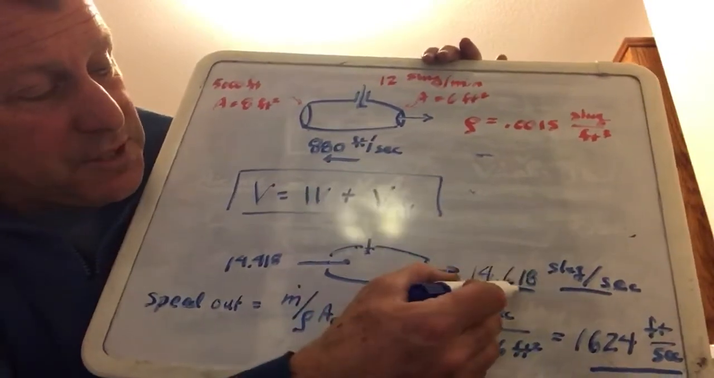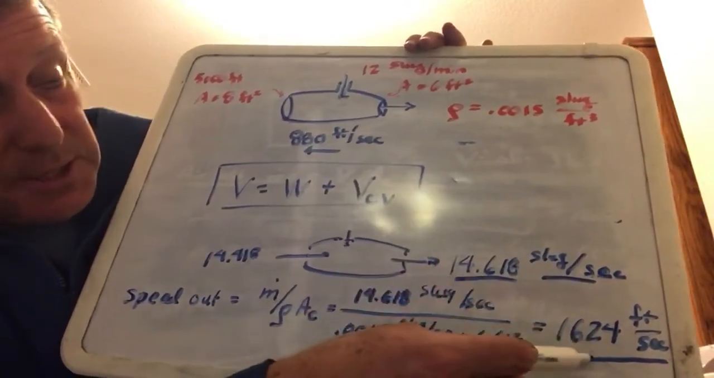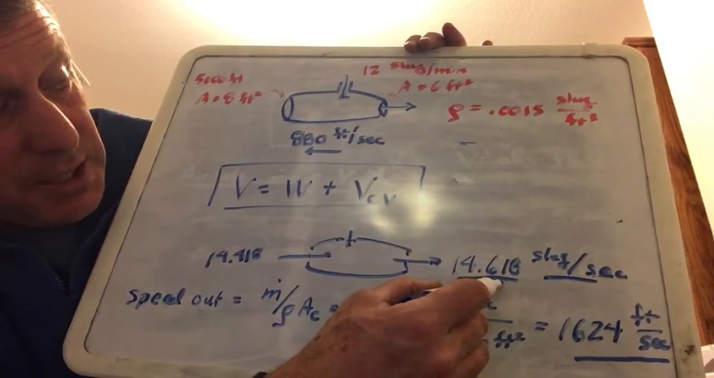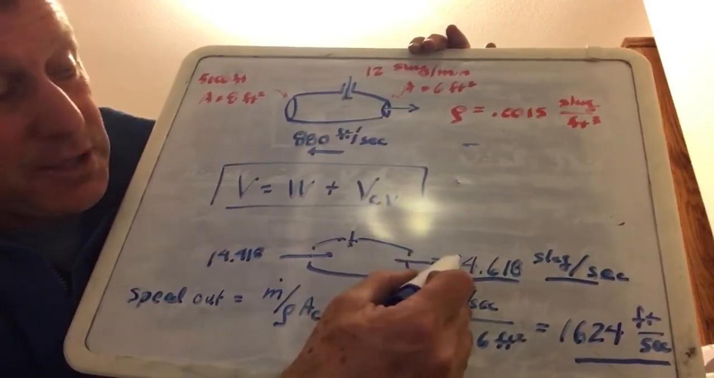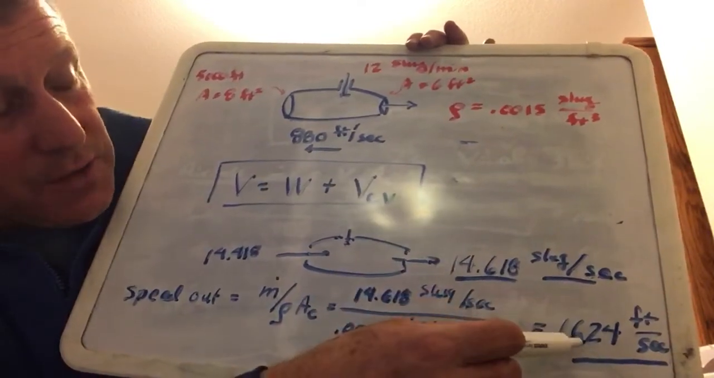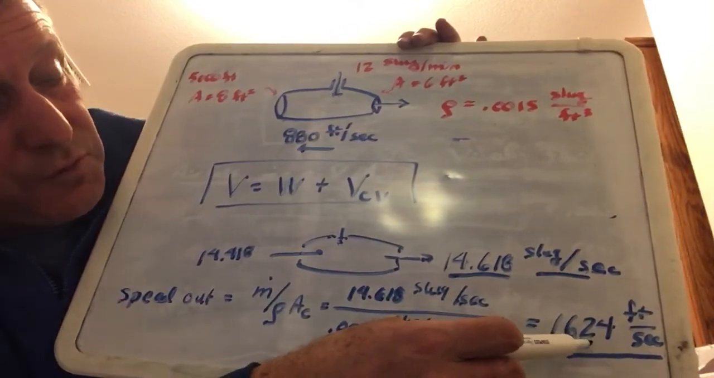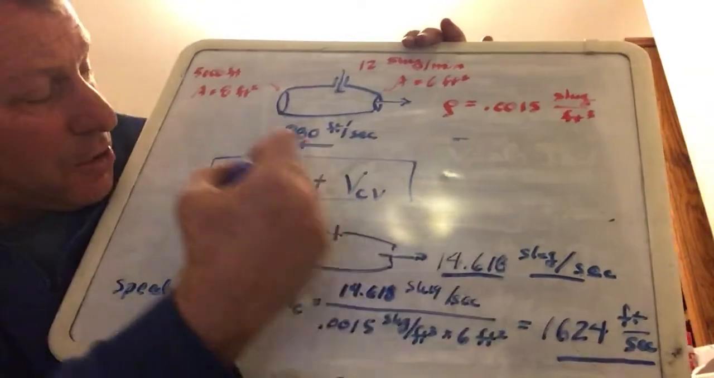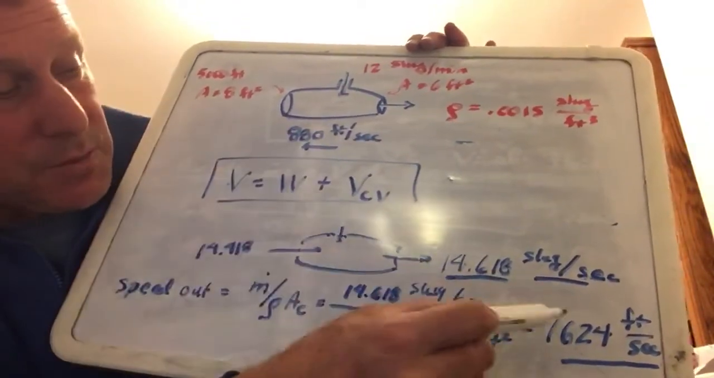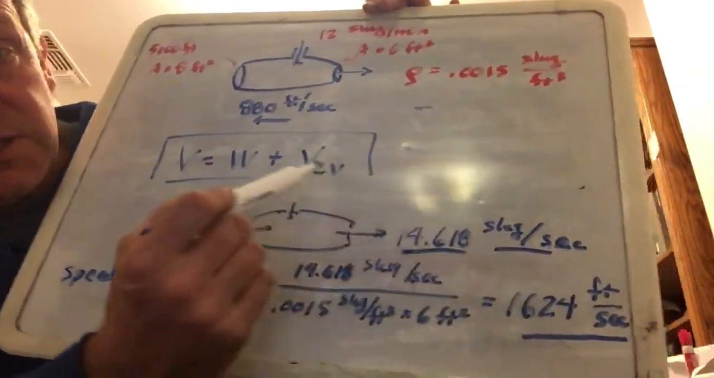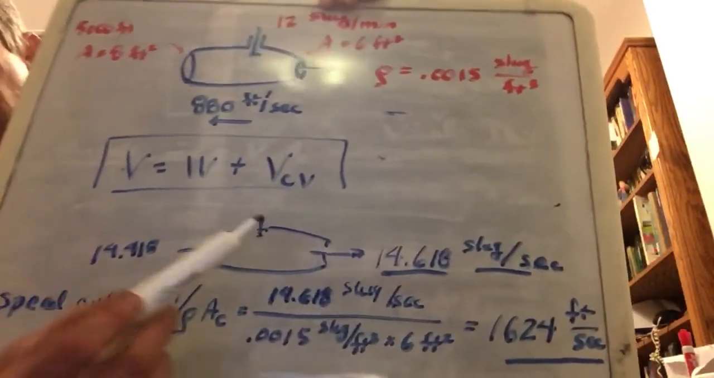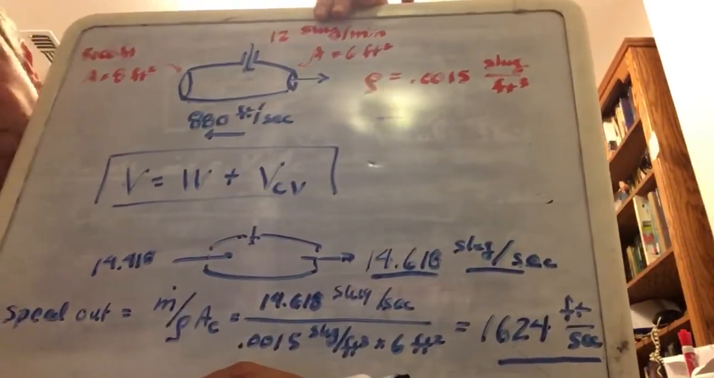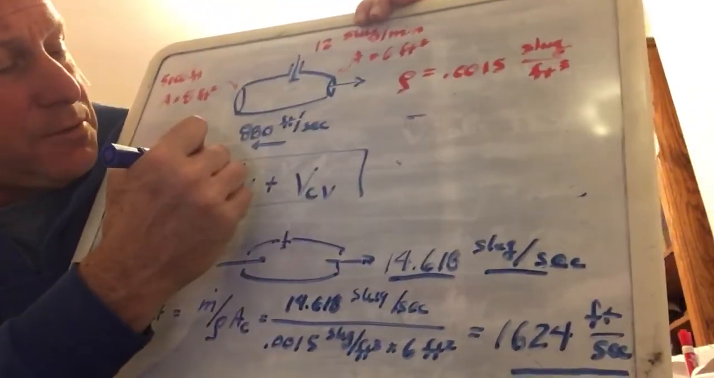Okay, well, this is 14.618 slugs per second coming out of the control volume. And so this is how fast the fluid is moving relative to the control volume. So in this equation, between these three terms, the 1624 is W, the speed relative to the control volume. Okay, so we know W.